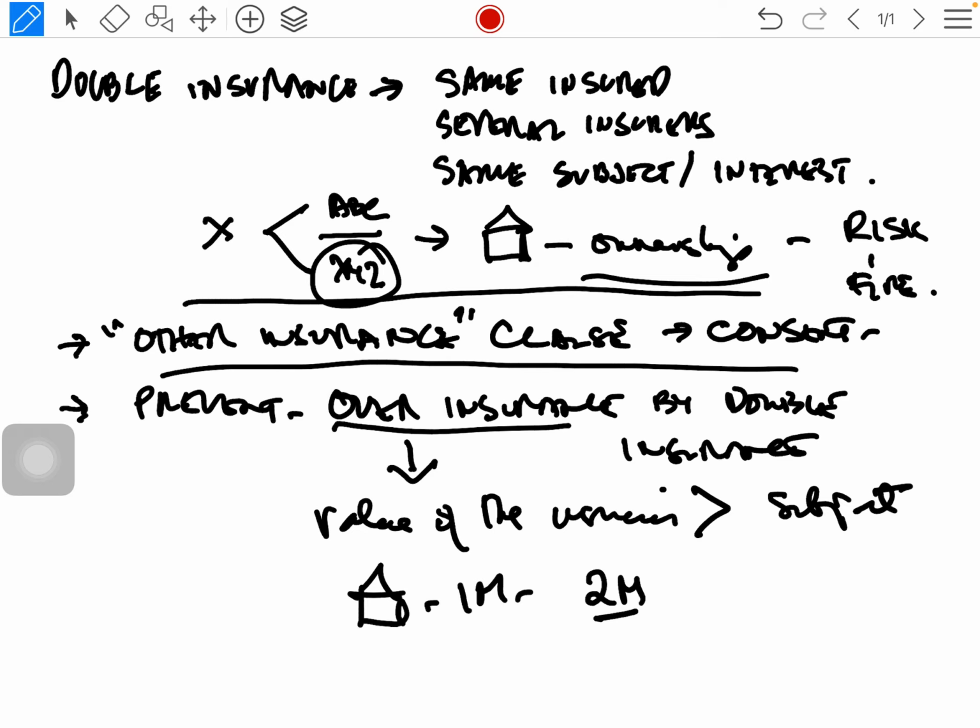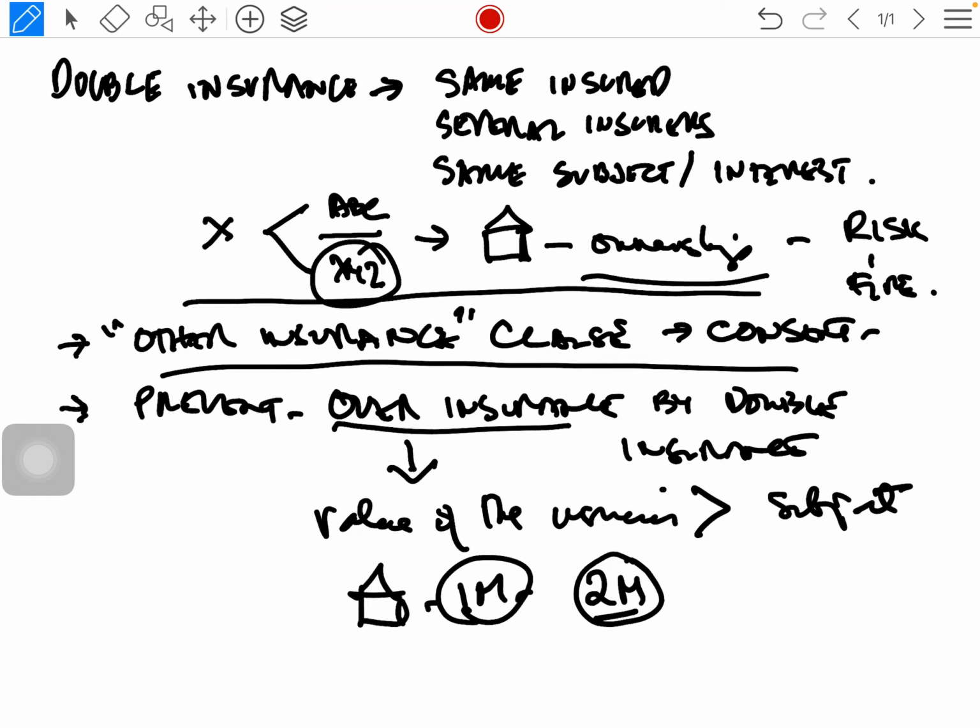Now, this is prohibited because if you remember, insurance is for the purpose of indemnity. And when we speak of indemnity, you can only be paid an amount that is commensurate to your loss. So if there is a total loss of this house worth 1 million, you are only entitled to 1 million. You are not entitled to 2 million, because that would run counter to the concept of insurance that it is a contract of indemnity.